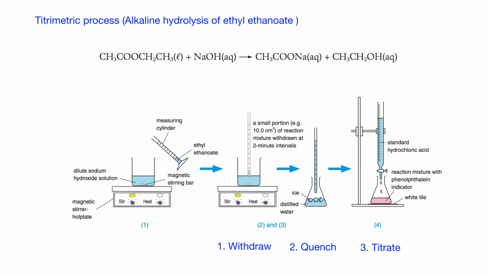After we quench, we will start the titrimetric analysis. We'll just give an example here. This is called alkaline hydrolysis of ethyl ethanoate.